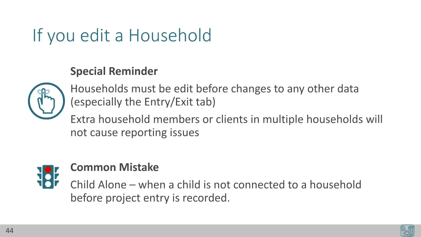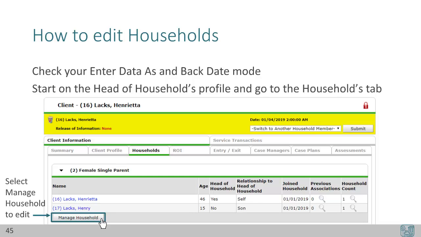Extra household members or clients from previous relationships in multiple households will not cause reporting issues. We recommend that when in doubt, keep the household. A common mistake is called child alone. This happens when a child is not connected to a household before a project start is recorded. Make sure that the household tab includes everyone in the group. How to edit households in HMIS.